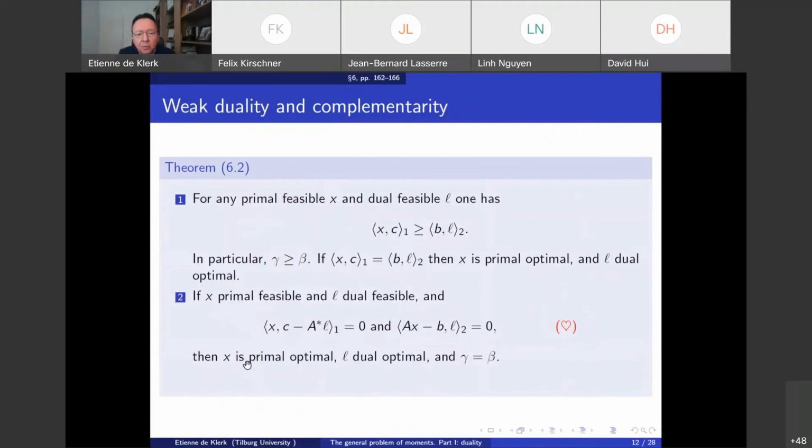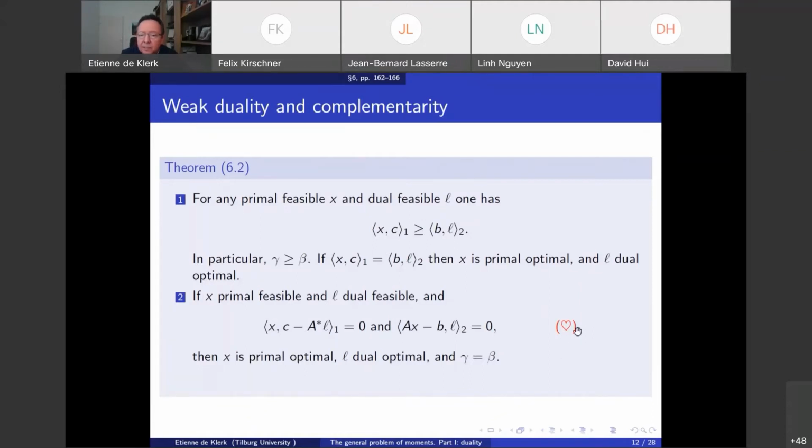You might remember from linear programming, or you might know more about it, that the weak duality theorems imply, or are in some sense equivalent to, so-called complementarity conditions. And these ones denoted by the heart are essentially complementarity conditions. So if X is primal feasible, L is dual feasible, and these complementarity conditions hold, then X is optimal and L is optimal for the respective primal and dual problems, and there is no duality gap. This is essentially just a way of restating the fact that if this is equal to that, then both X and L are optimal.